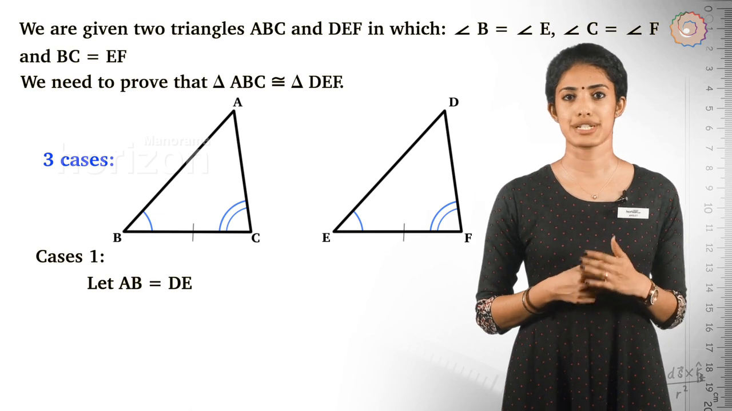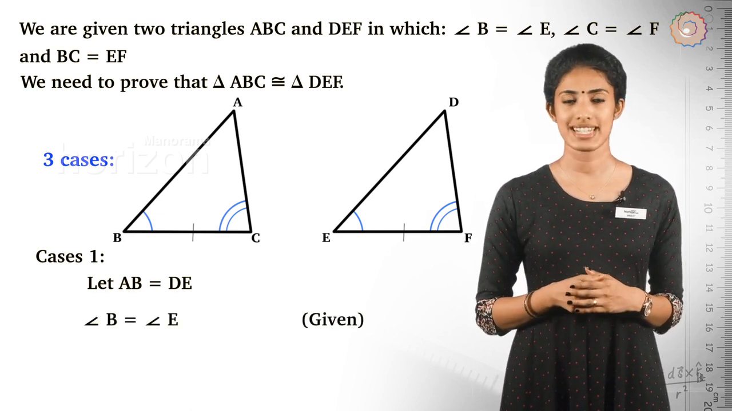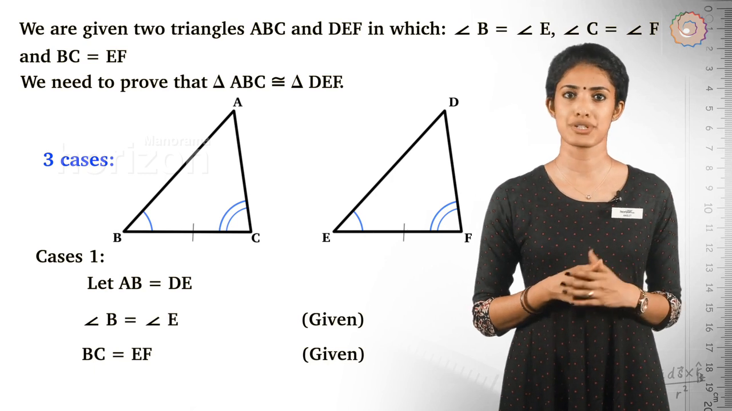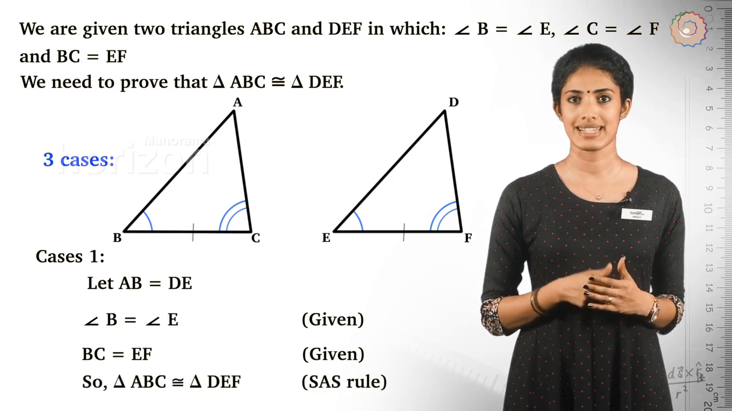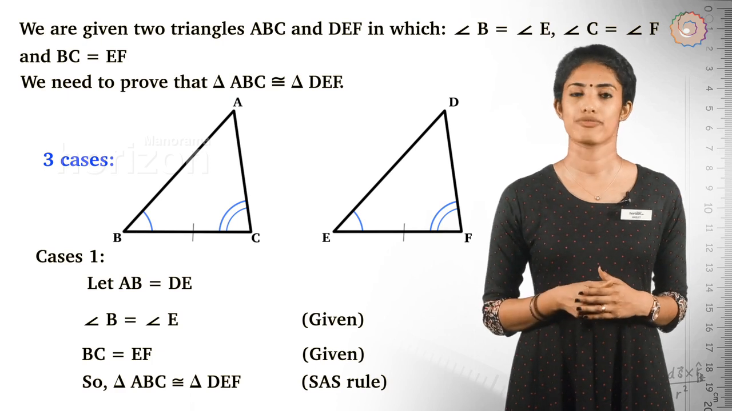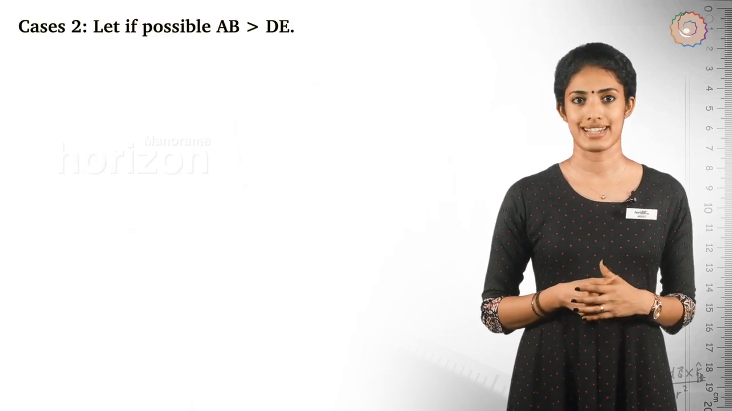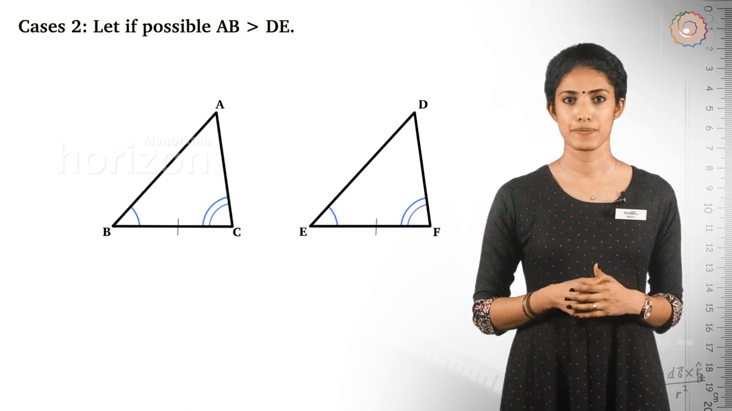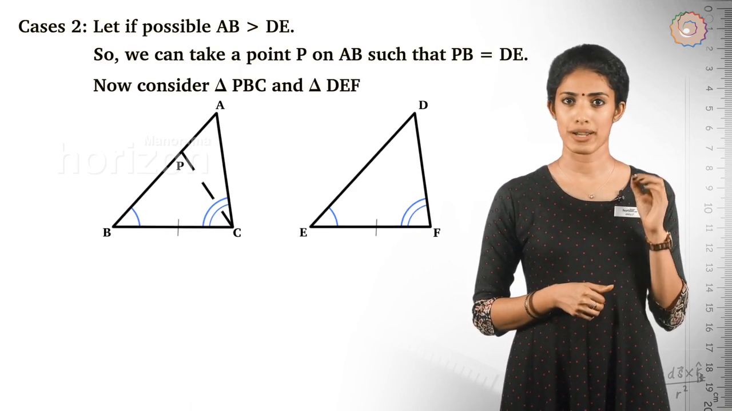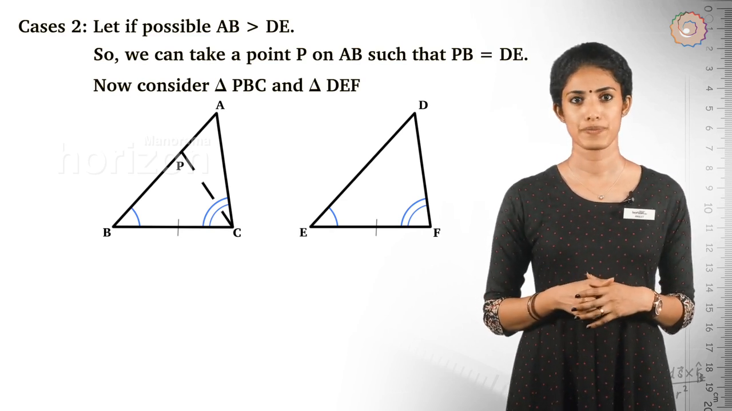Let AB be equal to DE. Angle B is equal to angle E, which is given, and BC is equal to EF, which is also given. So, triangle ABC is congruent to triangle DEF by SAS rule. Now, let us look at the second case. Let, if possible, AB be greater than DE. So, we can take a point P on AB such that PB is equal to DE.